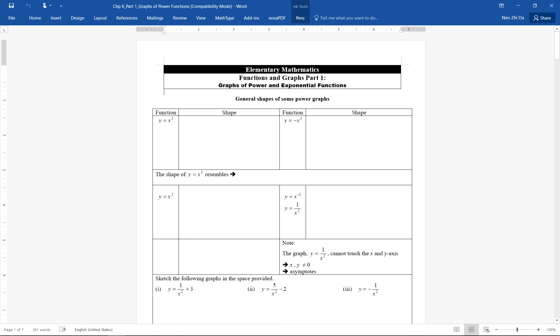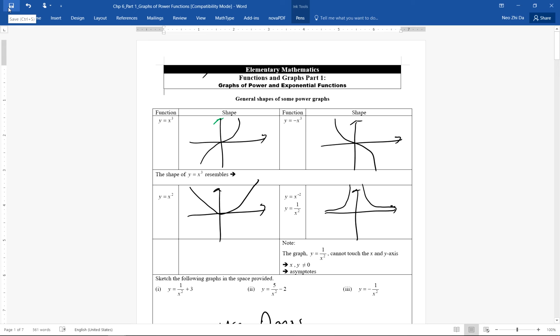Now very quickly, okay, I'm just going to sketch out the graph. So in this chapter, all you need to do is learn how to sketch. Okay, so I'm going to sketch all of them and show you. Then you just take it down. Okay, this will be the solutions for the graph.